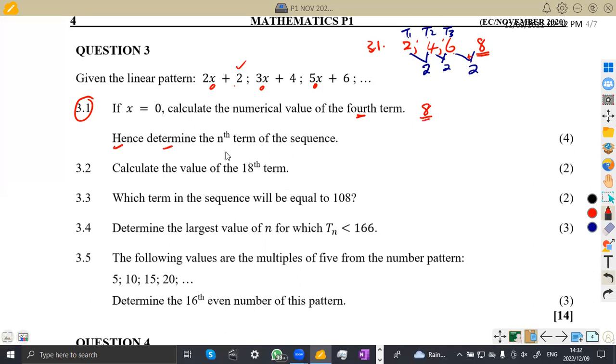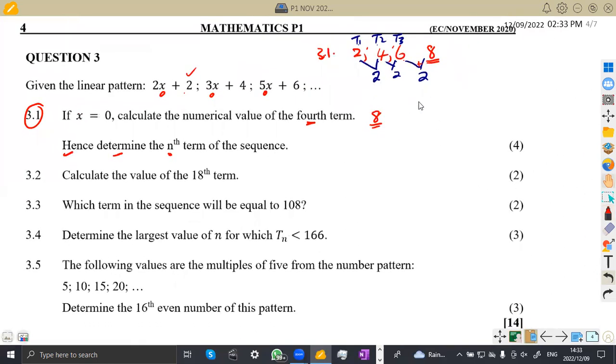Hence, determine the nth term of the sequence. To find the nth term, that's our Tn, we already have the differences. I want you to understand this formula. There are so many ways, and I'm going to explain other formulas, but it's best if you know this one. Tn is equivalent to A plus n minus 1 times D. That's the formula for the nth term of an arithmetic or linear pattern, whereby A is the first term, n is the number of terms, and D is the common difference.